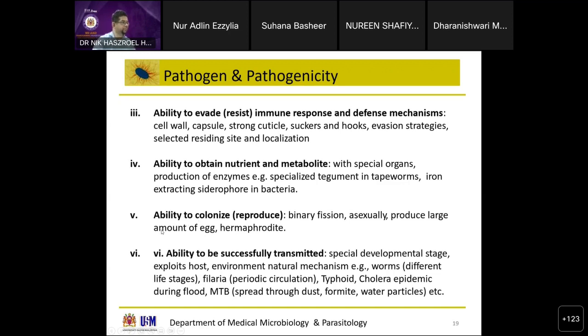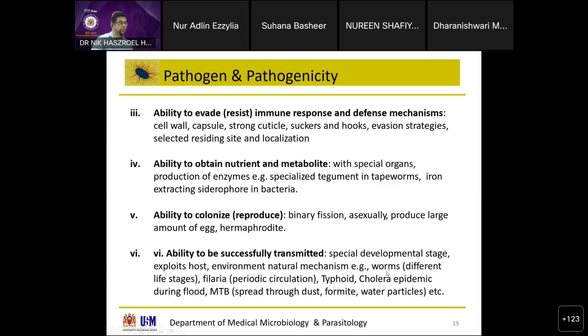And then some have the ability to colonize and reproduce. Bacteria reproduce by binary fission, asexually. Certain parasites produce large amounts of eggs, and some parasites are hermaphrodite, so they have both sexual organs to reproduce. This helps them to survive and invade the host. And they also have the ability to be successfully transmitted. So it helps their transmission, such as a special developmental stage which exploits the host environment and natural mechanisms.